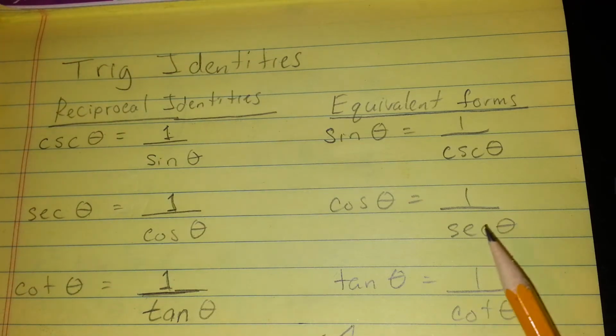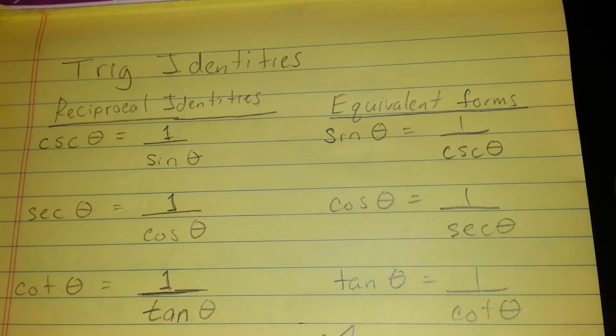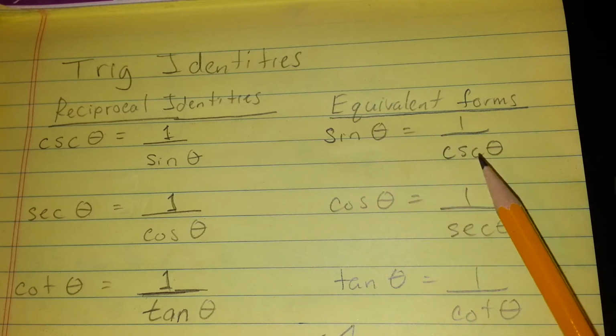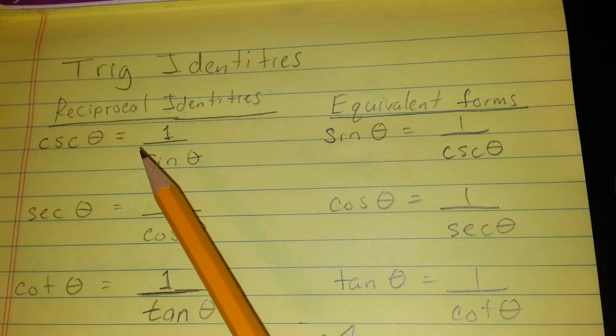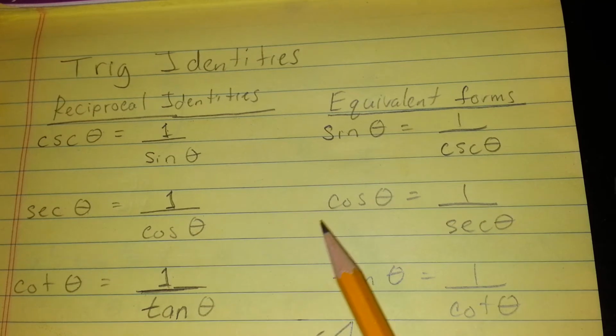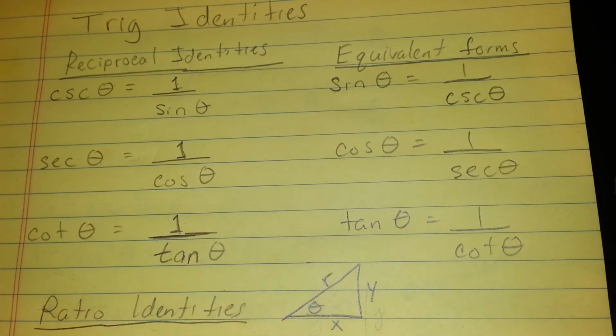Sometimes you might see 1 over cosecant theta, and you need to know that's sine of theta. Sine of theta and cosecant are reciprocals, okay? Just like cosecant is 1 over sine of theta, sine is 1 over cosecant of theta. Cosine is 1 over secant of theta, and tangent is 1 over cotangent. So these all go together; they're all reciprocals of each other. But it's important to know that you might be able to rewrite 1 over cotangent as tangent.